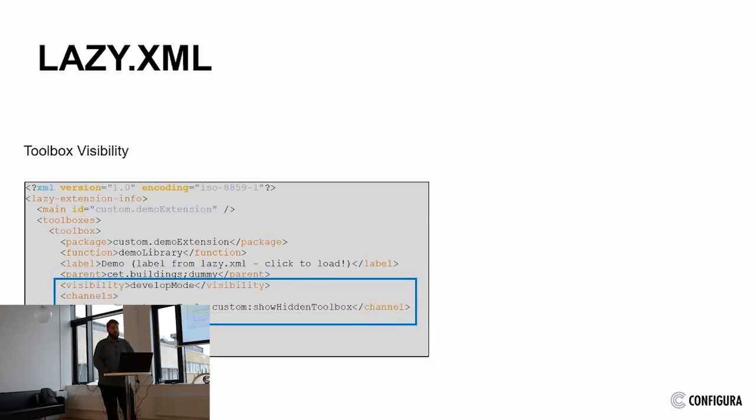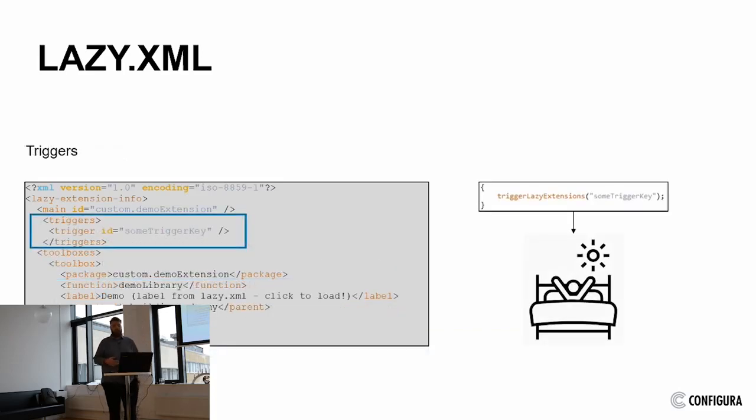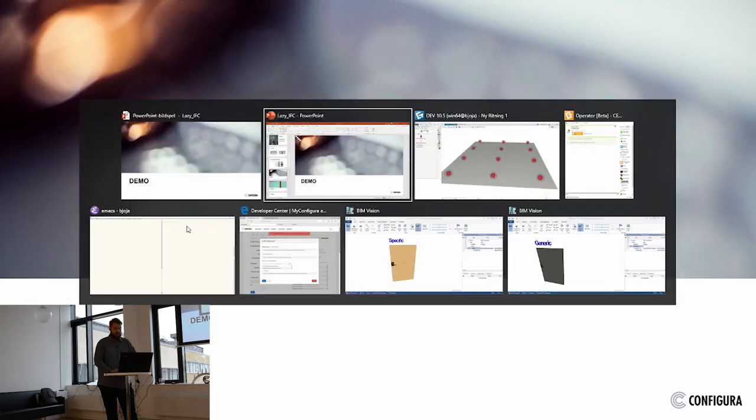You can also control the visibility of your toolbox through different means. So we have the visibility develop mode here, which means it's only visible in develop mode. You can also control the visibility through channels in my configura, to control the visibility for certain users. And we have triggers. So in certain cases you might have to load your extension without the user actually clicking the extension. Perhaps you have a dependency from some other package or something and you need to use it. Then you can just trigger it like we do here. Trigger lazy extensions using the key that we have declared here. So it's a pretty simple idea, and we're gonna take a quick look at that.